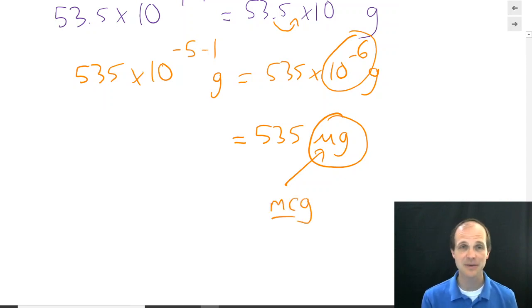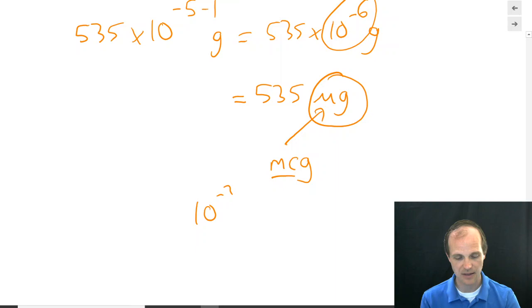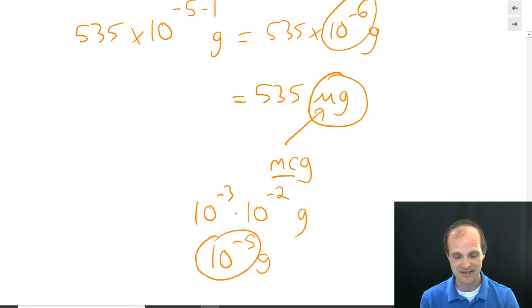people write mcg. Now, technically mcg is milli, which is 10 to the minus 3rd, and centi, which is 10 to the minus 2nd, and grams. So it's millicentigrams. If you do that out, 10 to the minus 3 times 10 to the minus 2 is 10 to the minus 5th grams. And that's not the same as micro. A millicentigram is a valid unit. You can put milli in front of anything, even centigrams. However, it's not equal to a microgram.